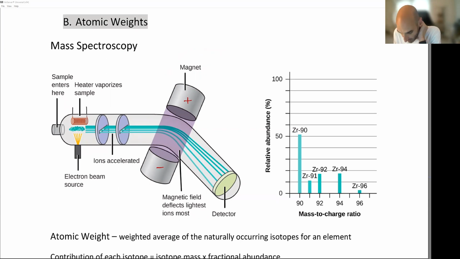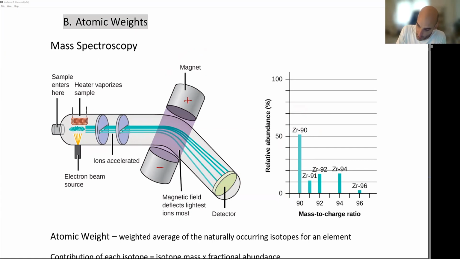So if you're a really light object, as you go through here, your speed is going to be greater because you're lighter. So you get pushed less and you're going to hit higher on the detector. Or you're going to hit lower on the detector. If you weigh a lot, you're going to go slower and you're going to be deflected more. And so that's why you're going to be in that region.